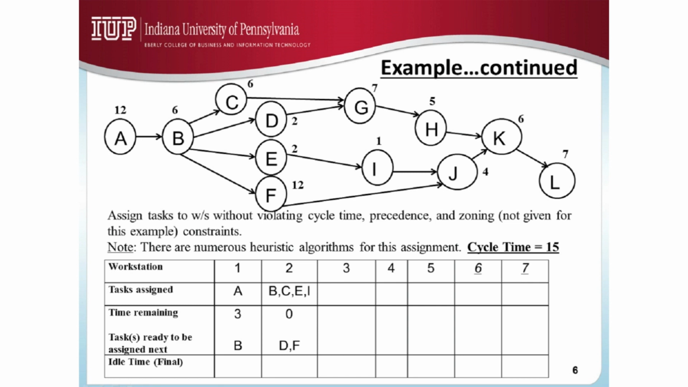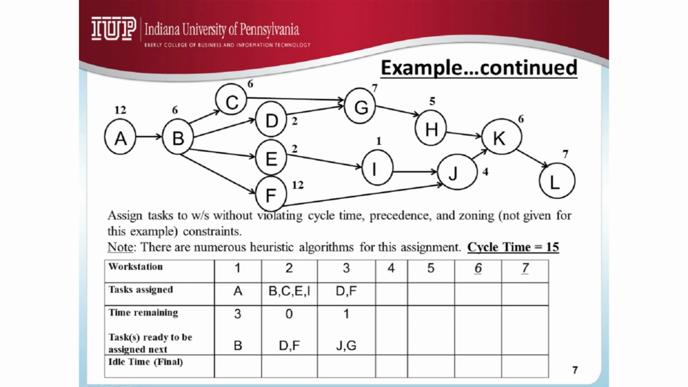The tasks that are ready to be assigned next are D and F. Nobody else is ready to be assigned, none of the other tasks. So now the next step is, if you look at D and F, each one takes 2 and 12 minutes, so nothing can go into 2, so the next workstation will be 3. So you can assign both D and F, which together take 14 minutes, and assign them to workstation 3. You have 1 minute remaining.